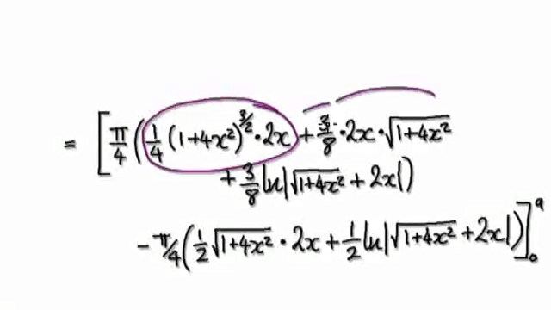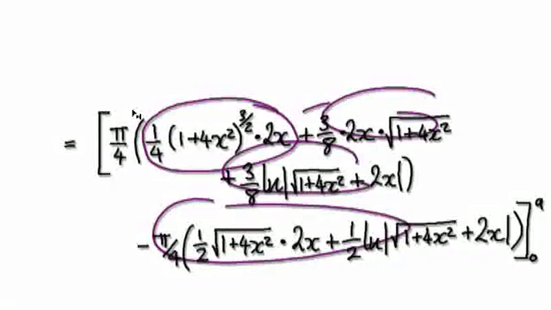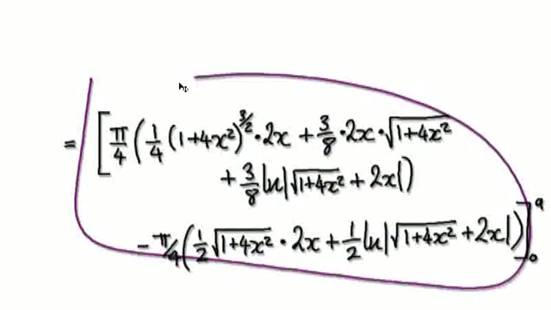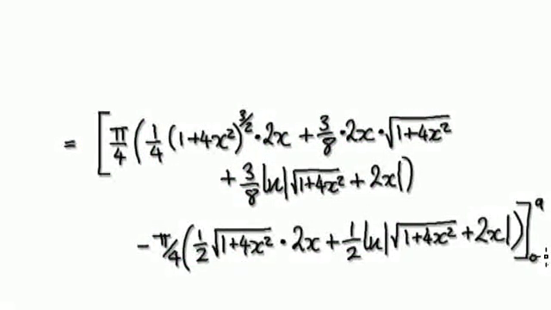Now use the same technique for all the others here. So the whole thing here will then become this, and then don't forget you're evaluating it from 0 to a.